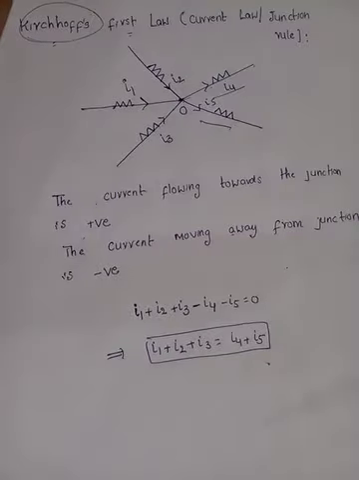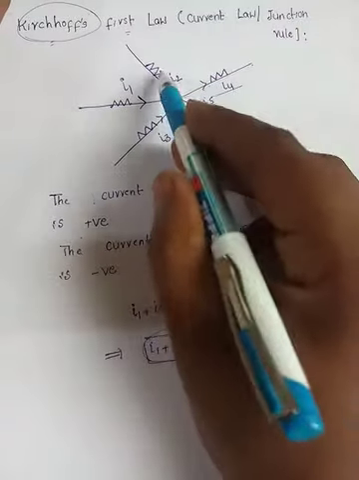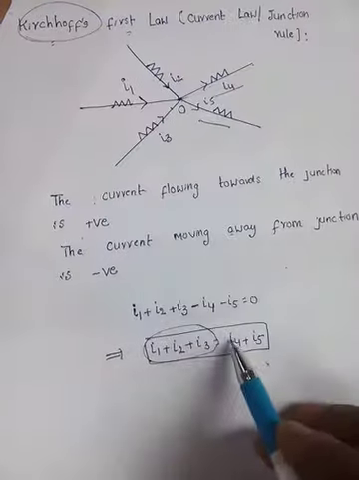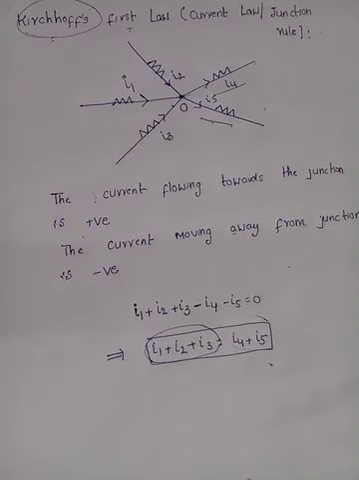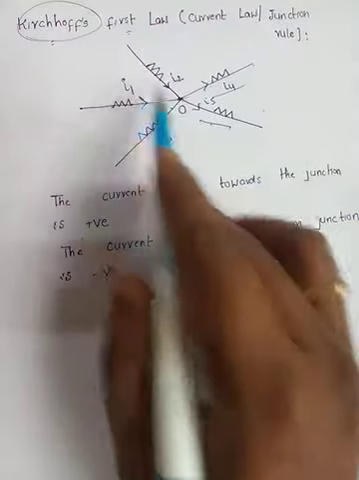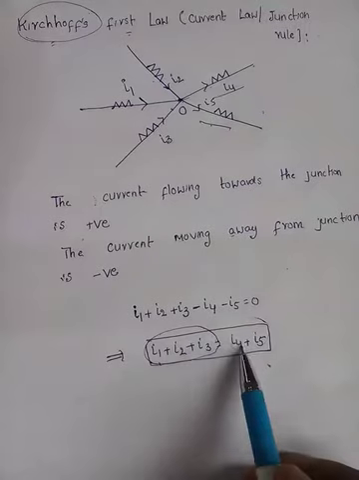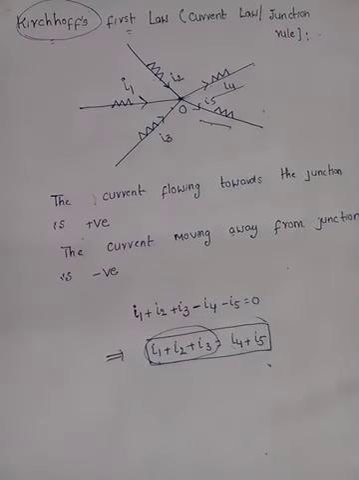So this is the statement of Kirchhoff. These are the currents coming towards the junction and these are the currents moving away from the junction. So we can define Kirchhoff's current law as: the algebraic sum of all the currents moving towards the junction is equal to the algebraic sum of all the currents moving away from the junction.